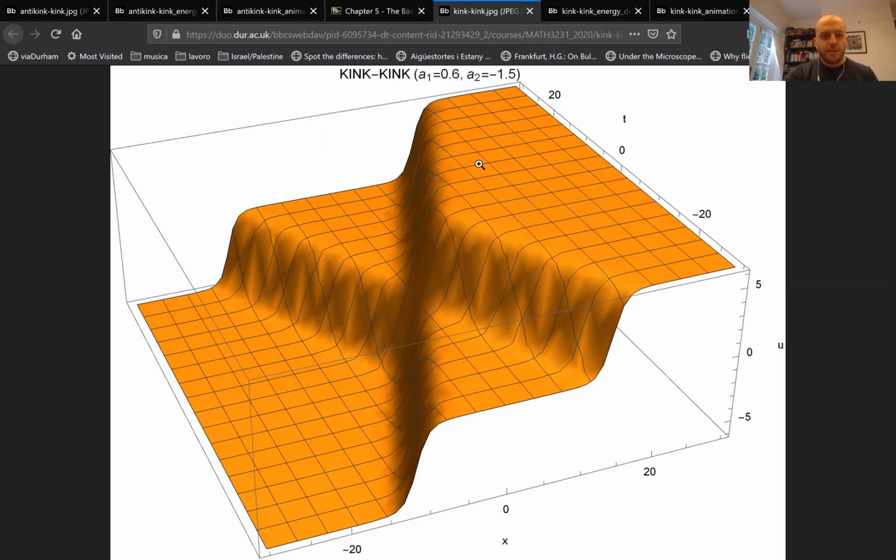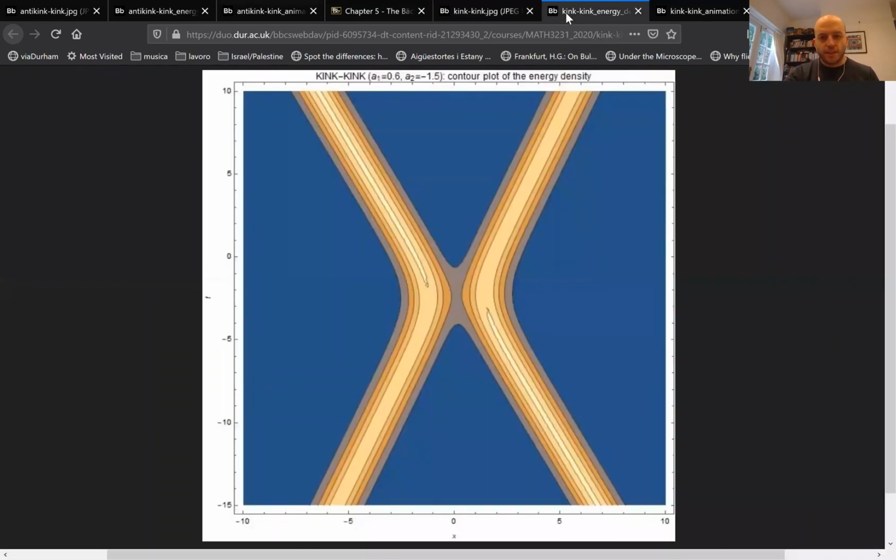And it's a little hard from this plot here to identify a phase shift. But again, we can look at the contour plot of the energy density where things are now clearer. So here are the two kinks moving against one another. And you see that after the collision, the solid kink, which is moving to the right, is now advanced. And the kink, which was moving to the left, is now retarded. And another thing that you can observe here is that the two solitons, the two kinks, seem to repel each other. So they get further apart from one another when they interact.